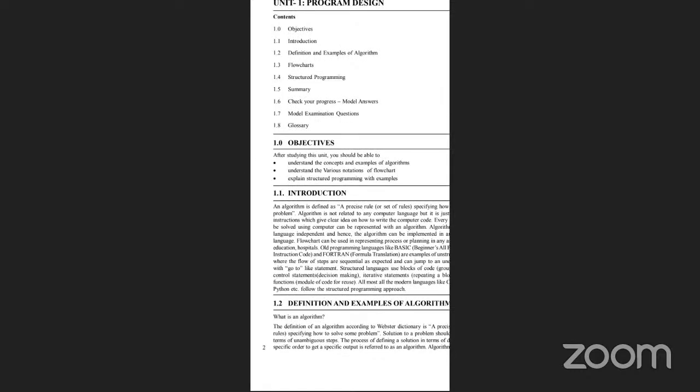Definitions and examples of algorithm. What is an algorithm? Now I will explain what an algorithm means. It is a precise rule or set of rules specifying how to solve a given problem. Solution to a problem should be expressed in terms of unambiguous steps. The process of defining a solution in terms of discrete steps in a specific order, with specific outputs, is referred to as an algorithm.